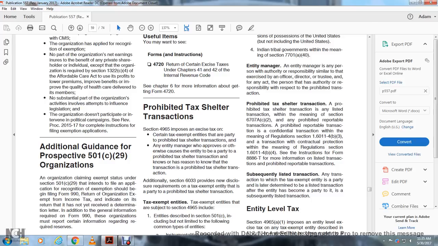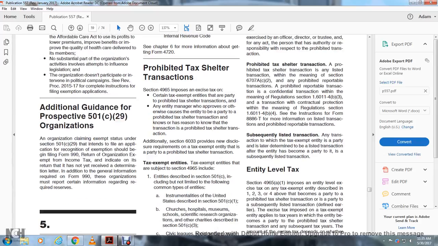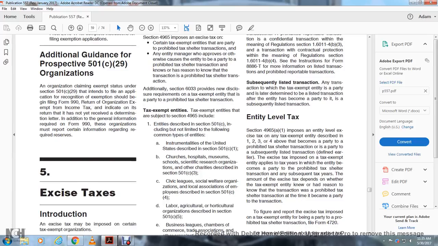Prohibited tax shelter transactions. Section 4965 imposes the excise tax on certain tax-exempt entities that are parties to prohibited tax shelter transactions. An entity manager who approves or otherwise causes the entity to be a party to the prohibited tax shelter transaction, and knows or has reason to know that the transaction is a prohibited tax shelter transaction, is also taxed. Additionally, Section 6033 provides new disclosure requirements for the tax-exempt entity that is a party to prohibited tax shelter transactions.